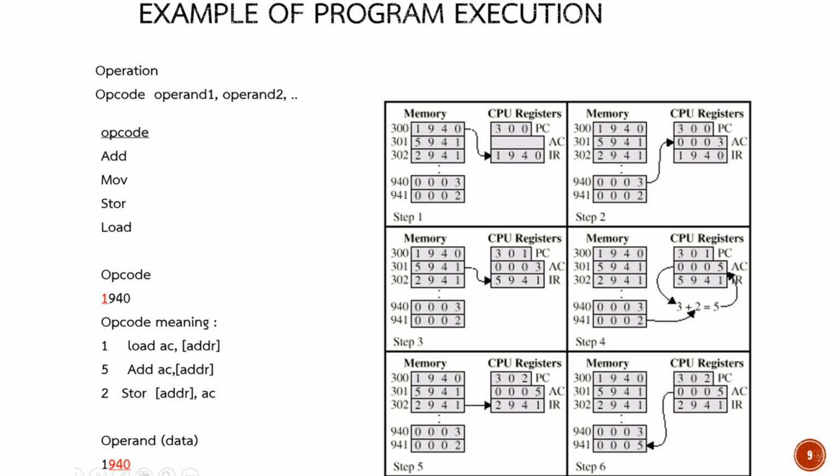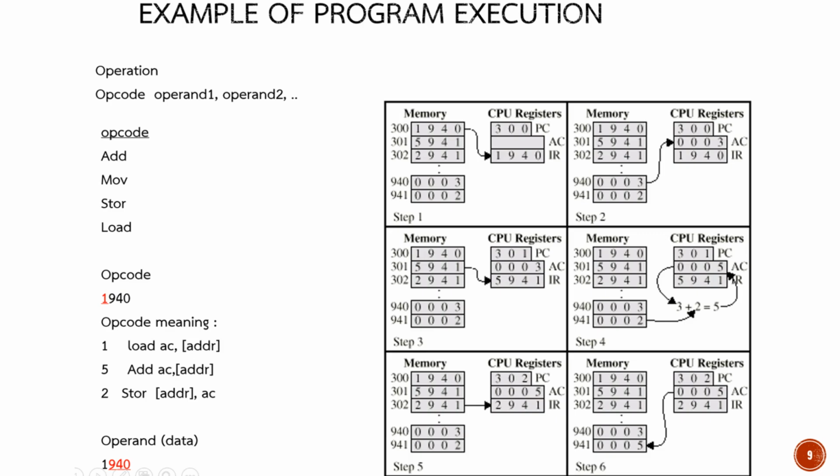Note that this process involves the use of a memory address register and a memory buffer register. For simplicity, these intermediate registers are ignored. 2. The first 4 bits, the first hexadecimal digit, indicate that the AC is to be loaded. The remaining 12 bits, 3 hexadecimal digits, specify the address 940 from which data are to be loaded. 3. The next instruction, 5941, is fetched from location 301, and the PC is incremented.